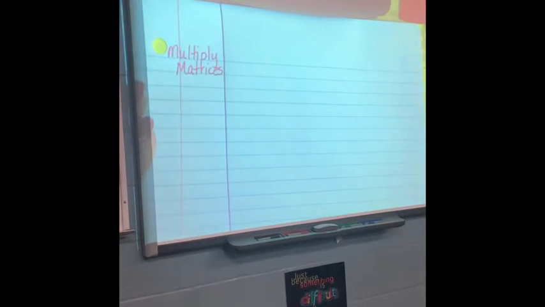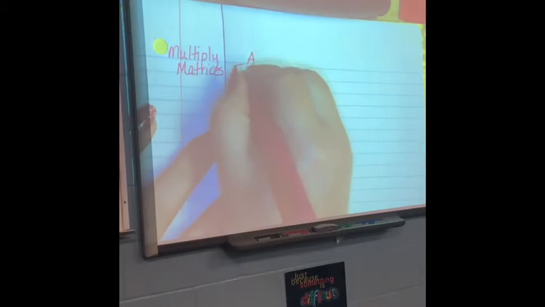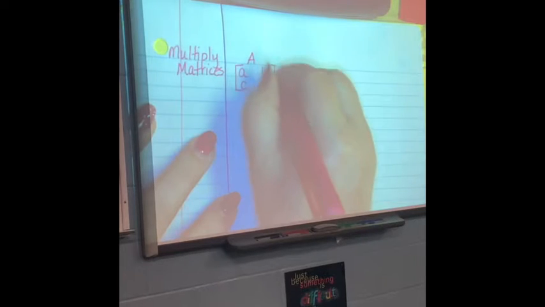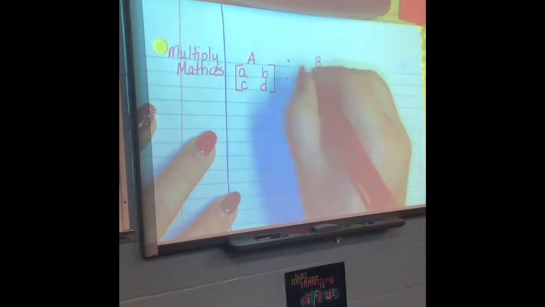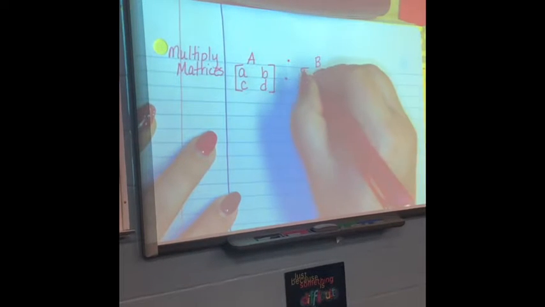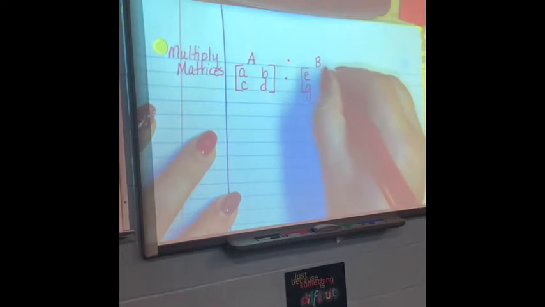All right, so to multiply matrices, yesterday it was so simple. It was just like the corresponding parts of the matrix just made it all easy, right? But this one has a little more complication to it. So if I have matrix A, like I did yesterday, was A, B, C, D, and I want to multiply that by matrix B, which was E, F, G, H.